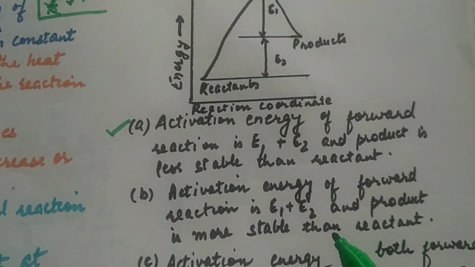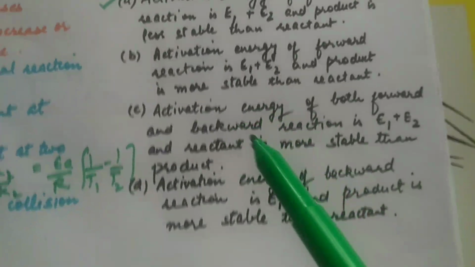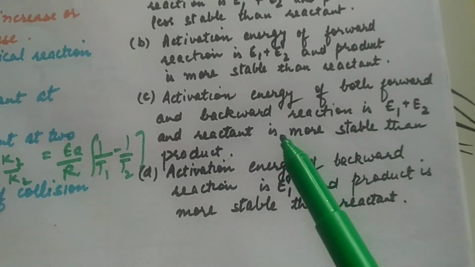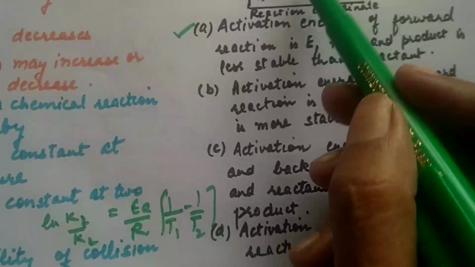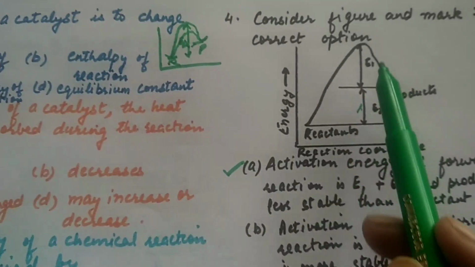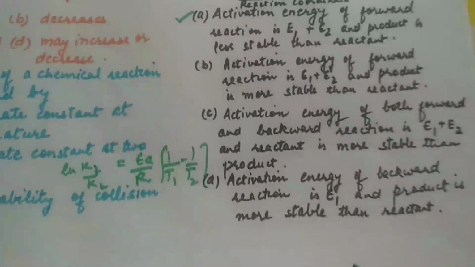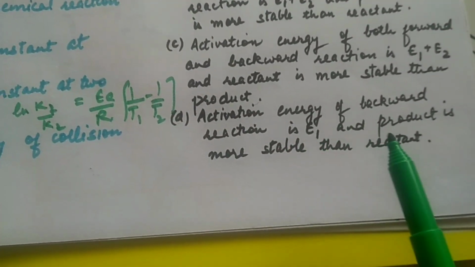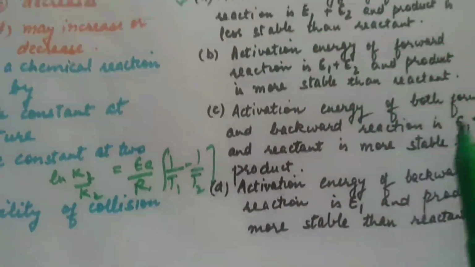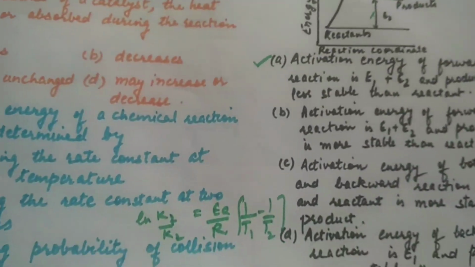Product is more stable? No, products are less stable. Activation energy of both forward and backward direction is E1 plus E2? No, not correct, because for backward direction activation energy is only E1. Activation energy of backward reaction is E1 and product is more stable? No, product is less stable than reactant.